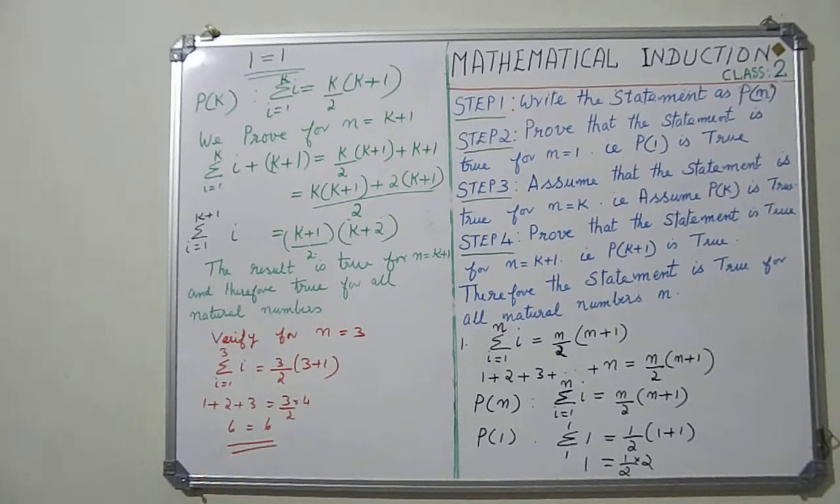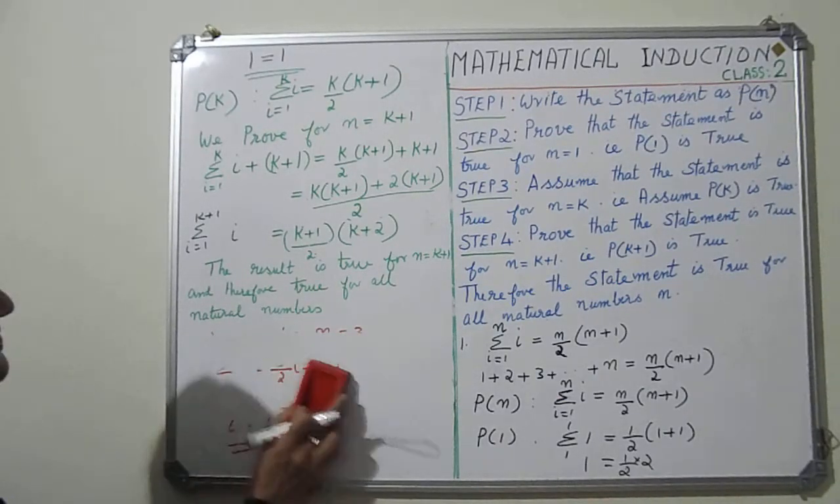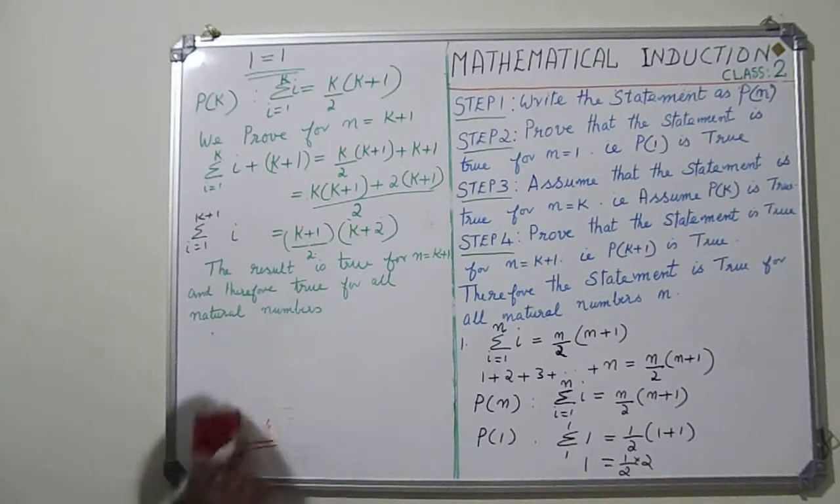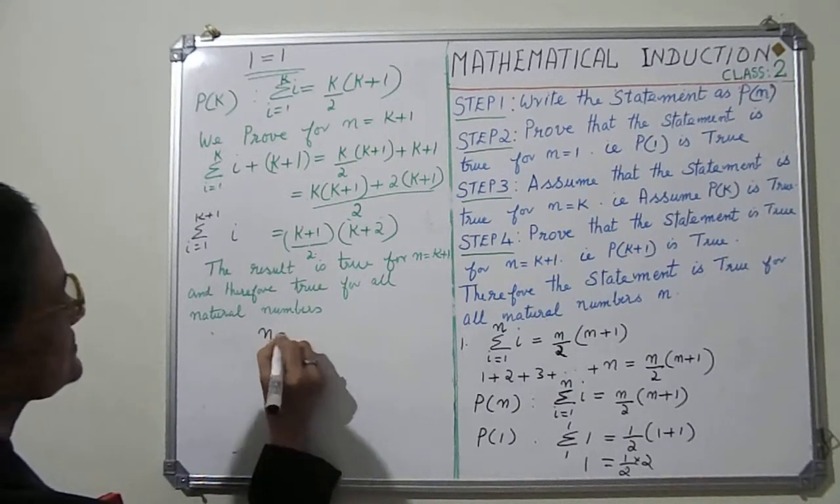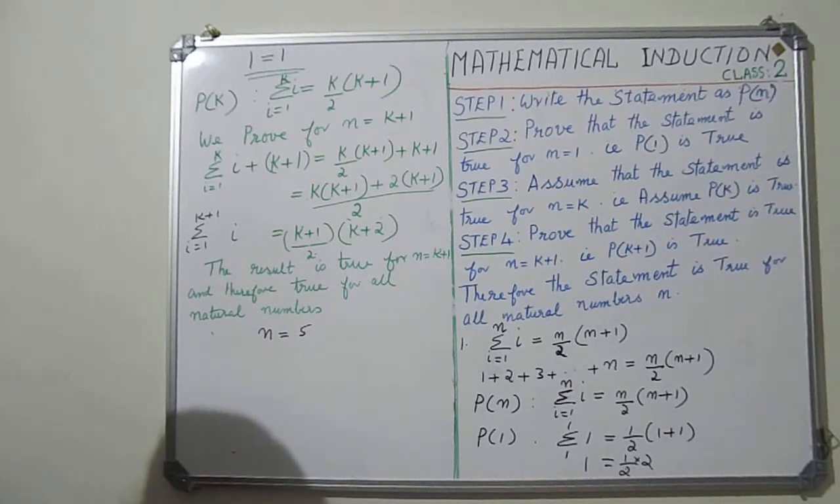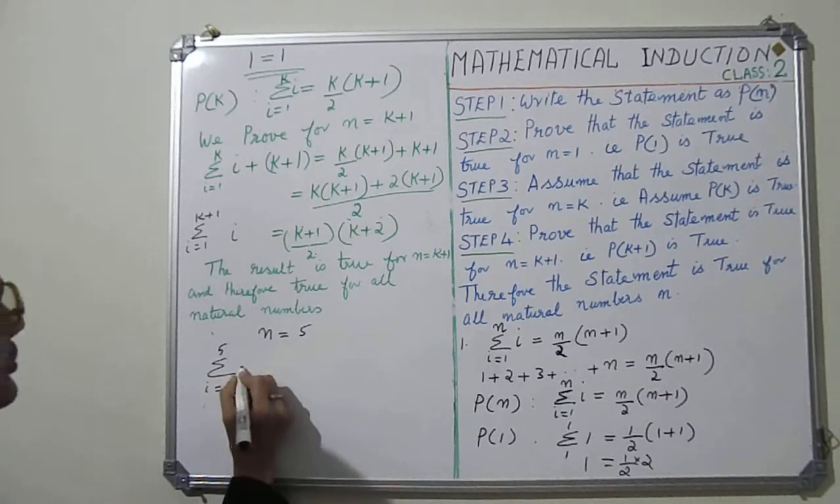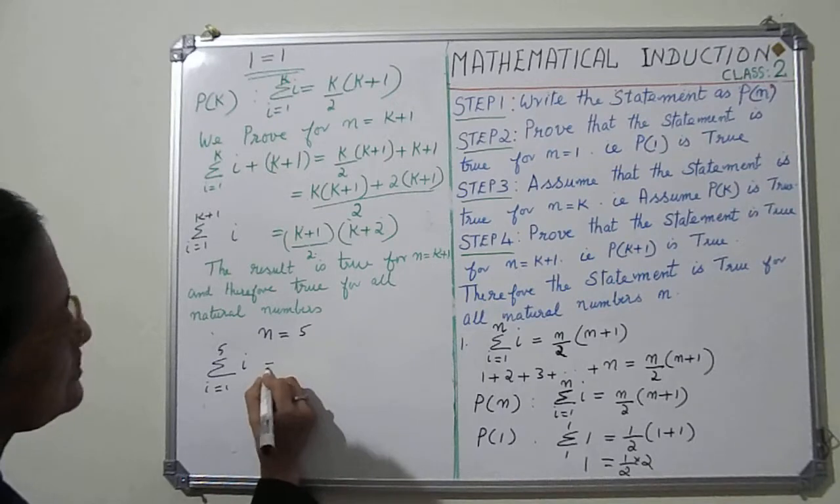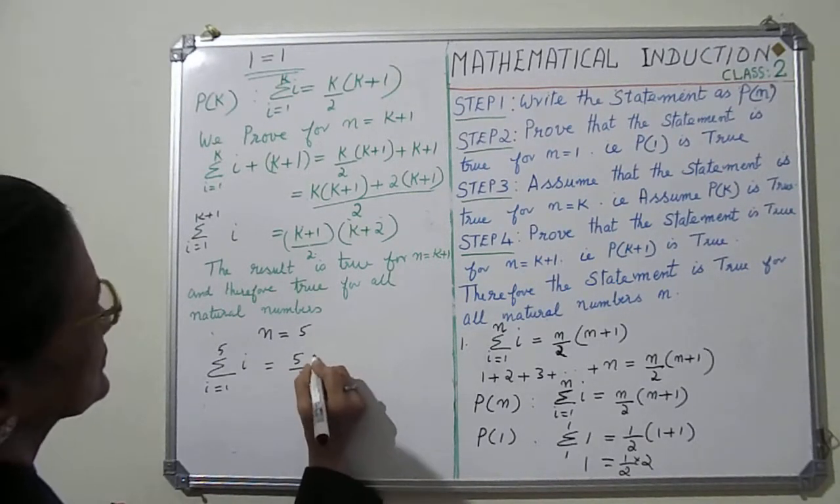Now let us verify for one more natural number. Tell me any other natural number. Let us verify for n equal to 5. Put n equal to 5. The mathematical statement is true for n equal to 5, let us verify. It is sigma i varying from 1 up to 5 of i is equal to, put n equal to 5, 5 by 2 times 5 plus 1.